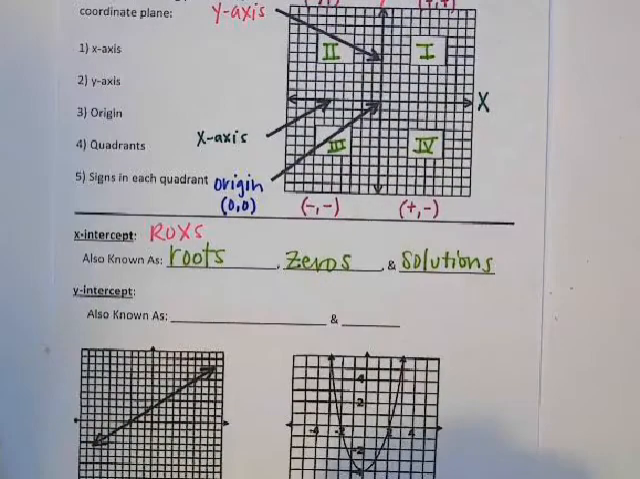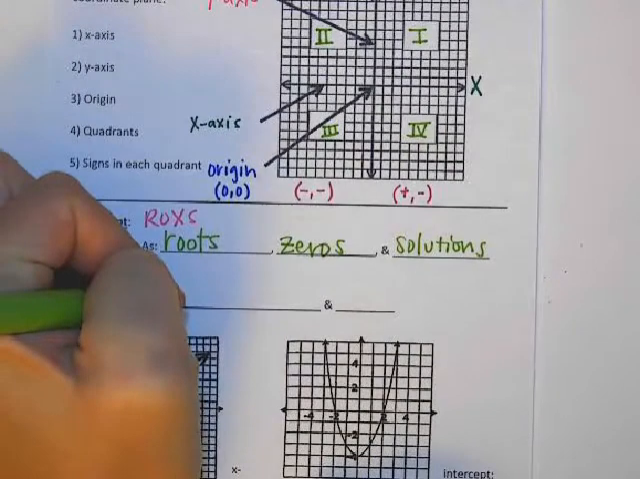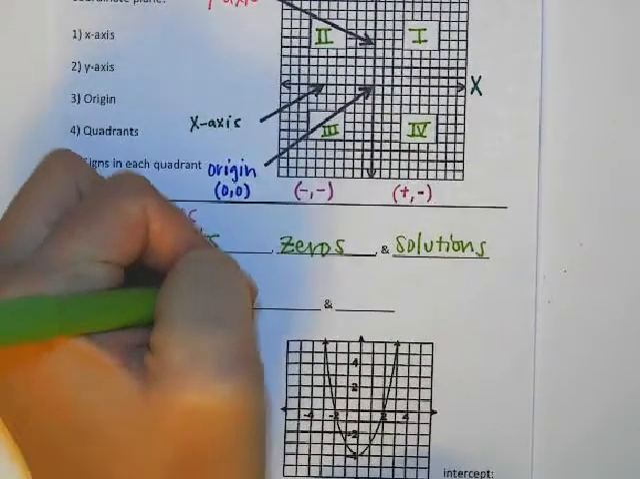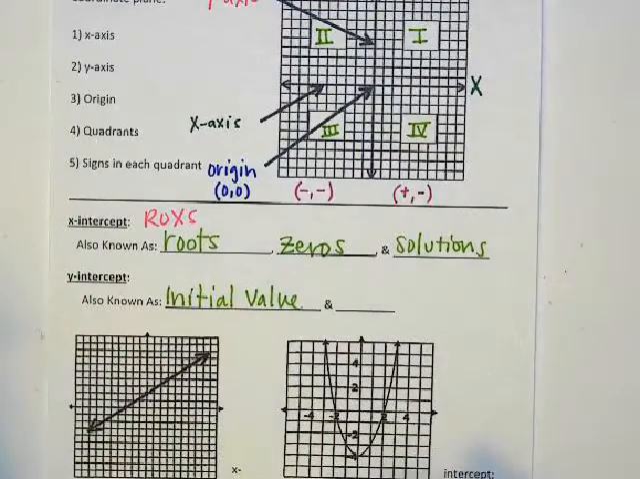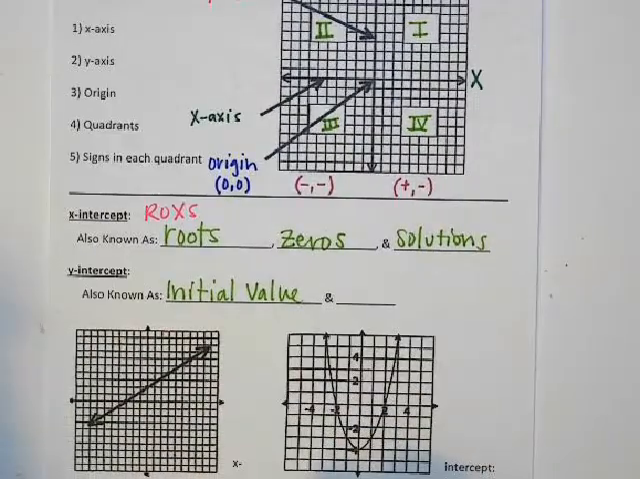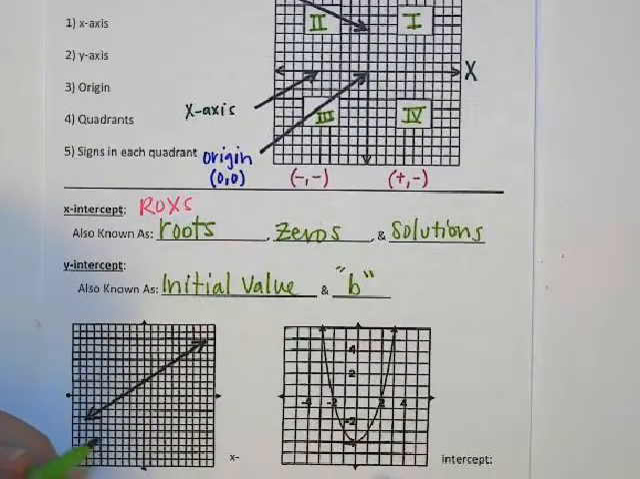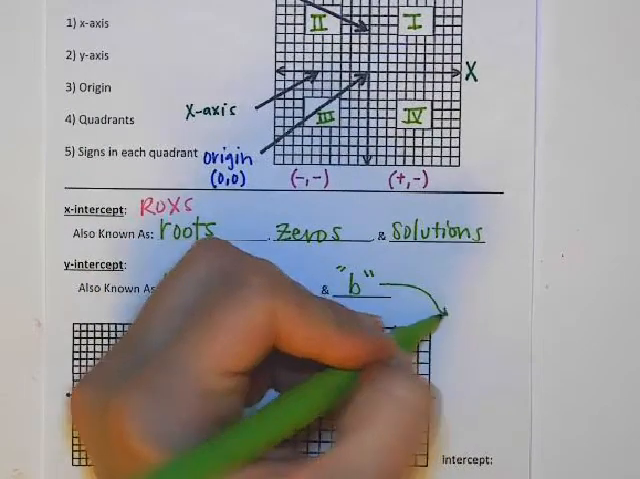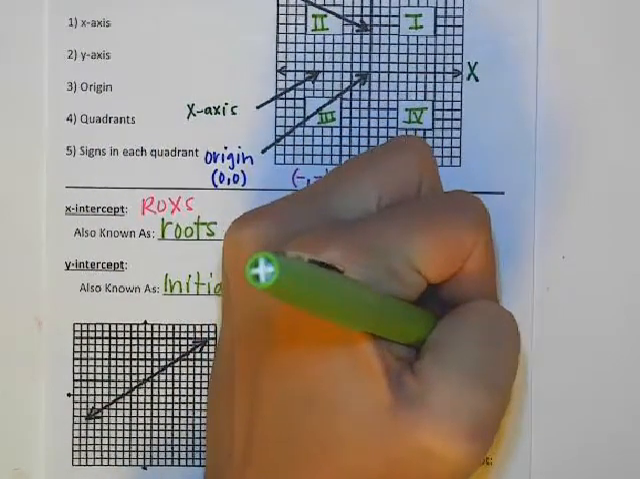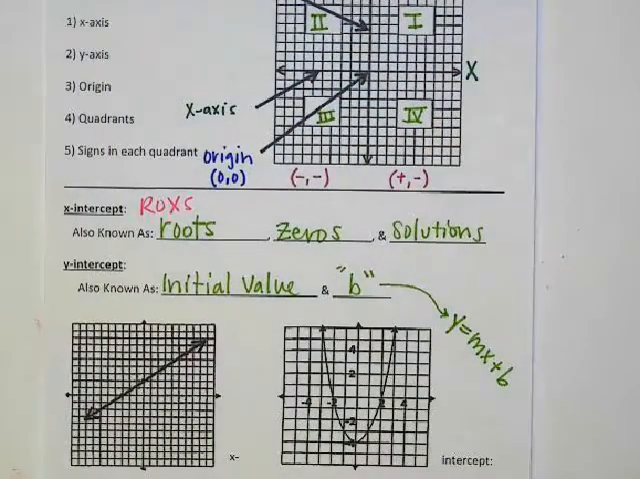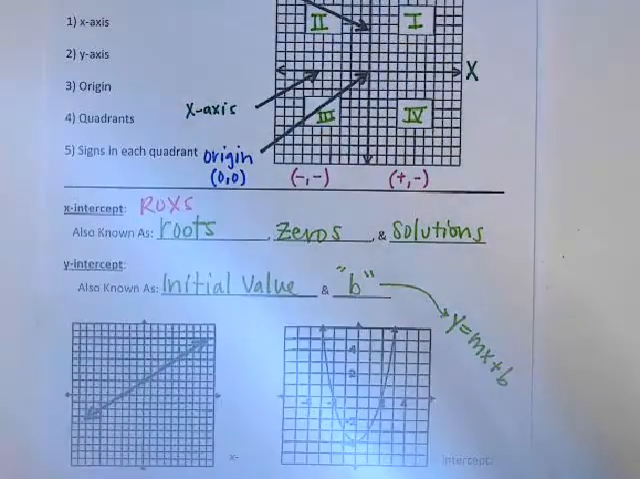Another word for your y-intercept is your initial value. It's where you start. Initial value. It's also known as your b. What does b mean? Y equals mx plus b. Your b is your y-intercept. If you have an equation in y equals mx plus b form, the b is your y-intercept.